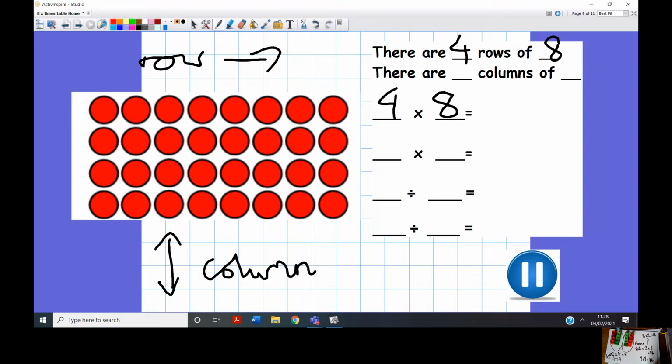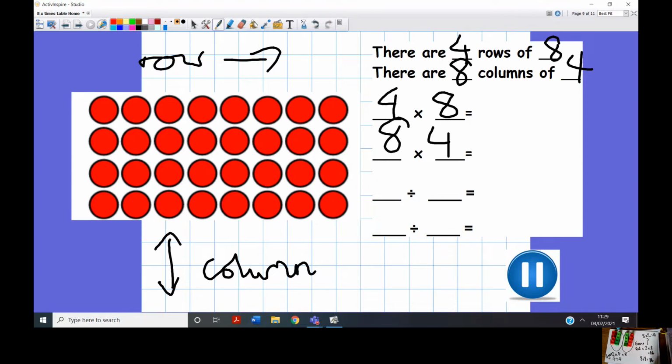So how many columns do I have? You should be able to say, I'm going to make a guess that because I have 4 rows, I'm going to have 8 columns. So let's double check. 1, 2, 3, 4, 5, 6, 7, 8. Absolutely, I have 8 columns. So if I've got 8 columns, how many am I going to have in each column? Let's count. 1, 2, 3, 4. Absolutely. Commutativity, everyone's best friend with multiplication. So 8 columns of 4 is the same as 8 groups of 4.